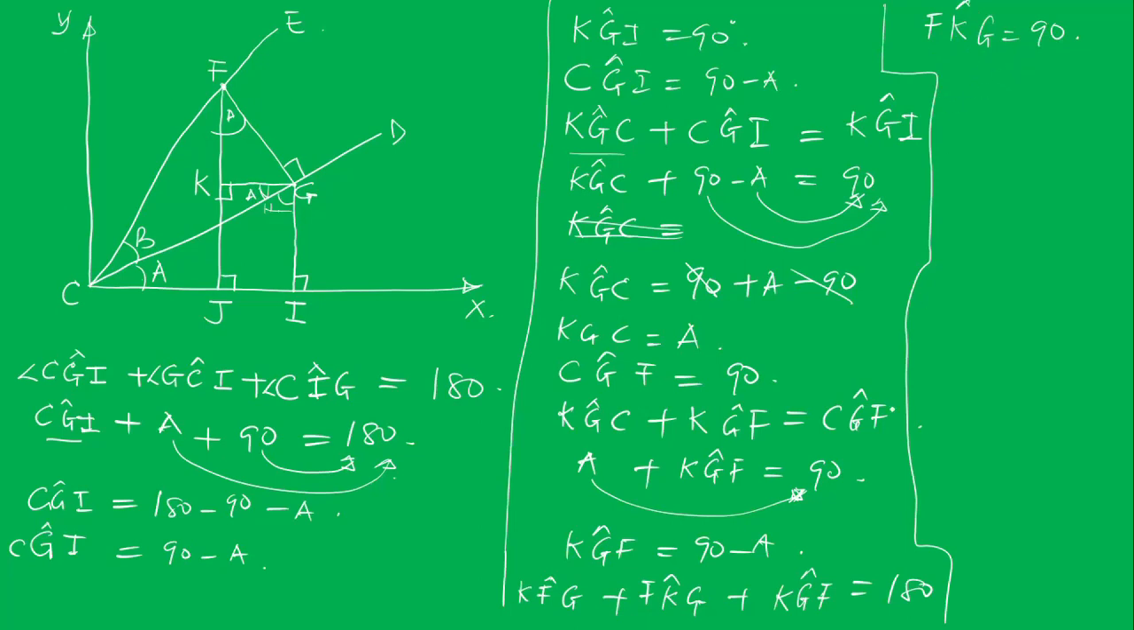So now if you substitute all this value into this equation, we now have angle KFG plus angle FKG, 90, because FKG is 90, plus angle KGF, 90 minus A, is equal to 180. So now if you sum 90 plus 90, let's write it out. You have KFG plus 180 minus A is equal to 180.